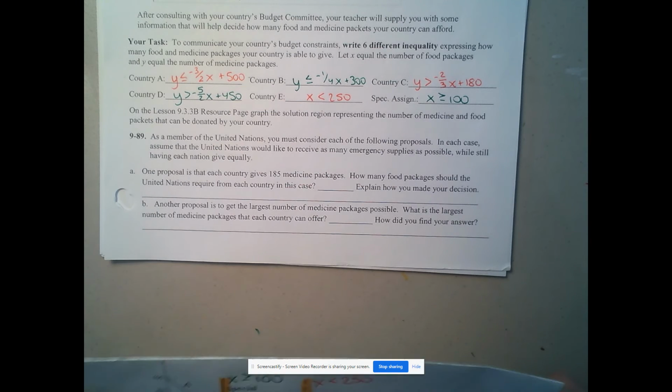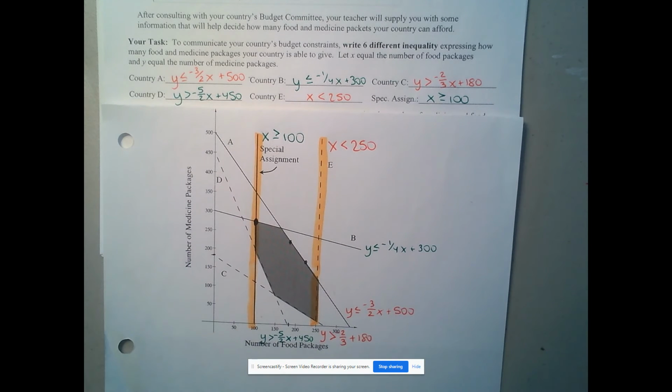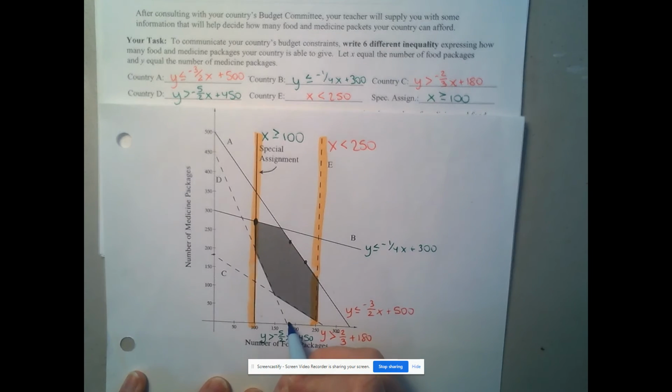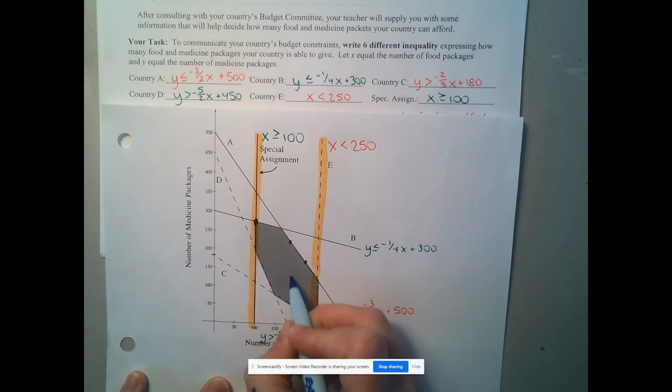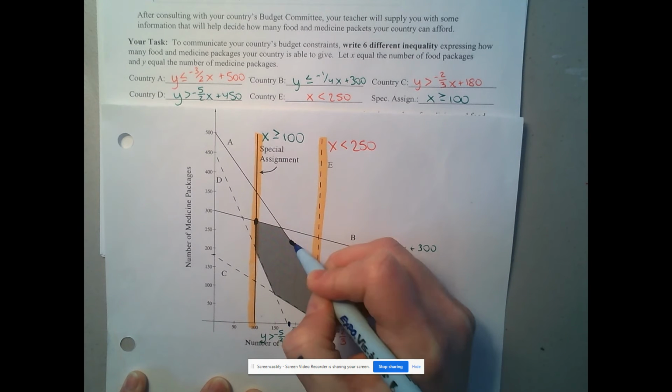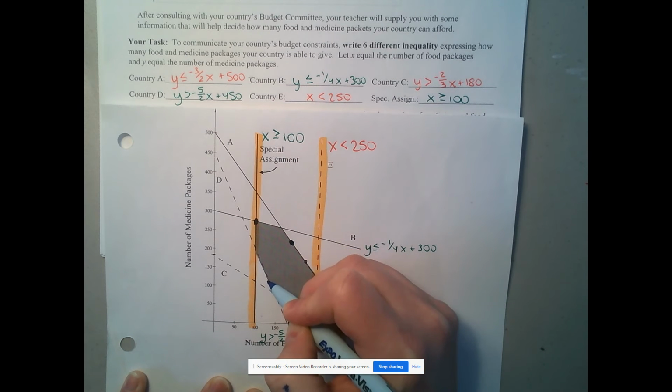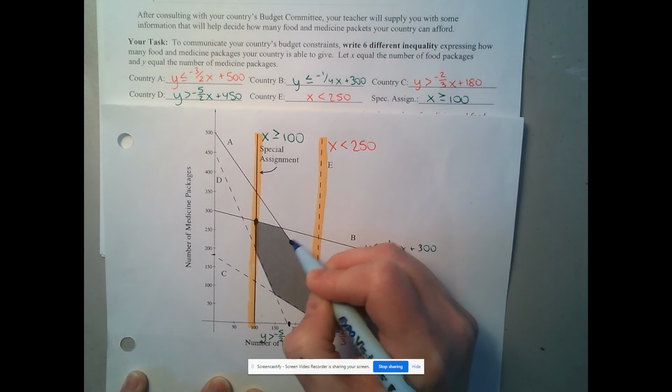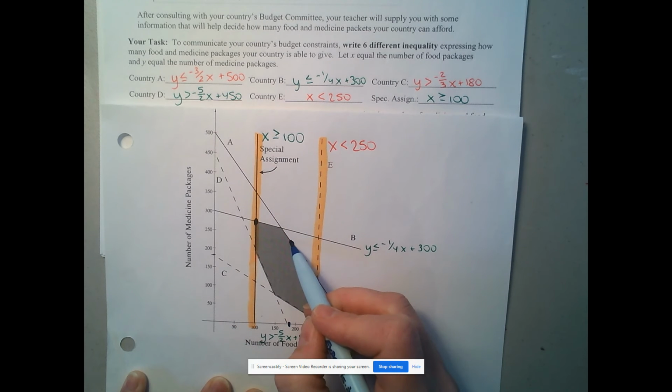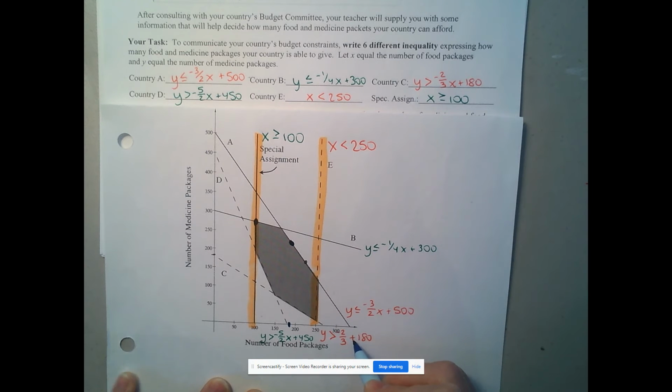So if we look, 185 medicine packages is about here. So we'd need to say, we're looking somewhere like right here for this line, which seems to be really important, right? We're talking about being under that line, not under this line. So there's two lines that we've shaded below, but this is the one that's lower. So country A can afford to give less than country B. So that line is the y is greater than negative 2/3 x plus 180. Nope, plus 50. It's this one right here: negative 3 halves x plus 500.